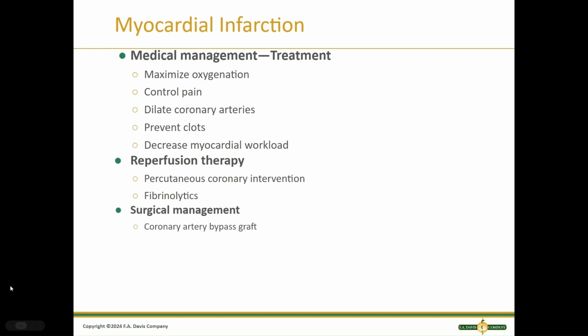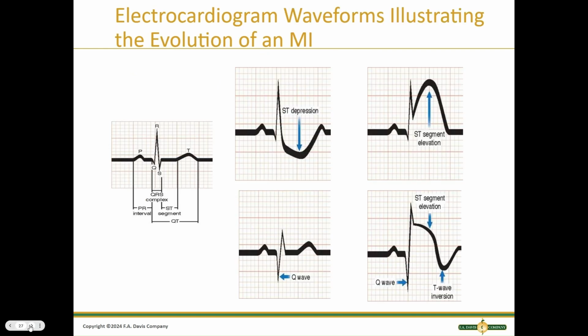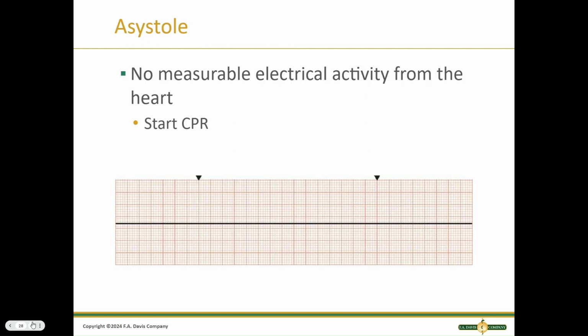So the next little slide here just shows an example of what our normal PQRST looks like and the evolution of a myocardial infarction. Typically we have ST depression, and we're going to see that ST segment elevate. It shows that in those second two, where you have that ST segment elevation that we recognize with the myocardial infarction.